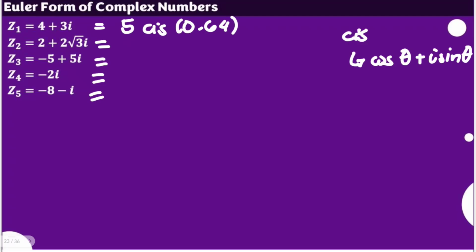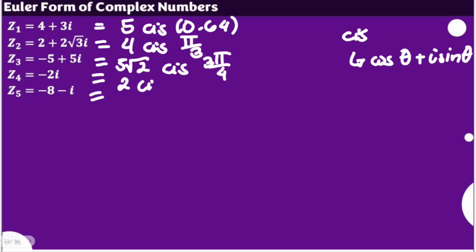until this Euler form rather, we'll be using radian measurement. For the second, you have your 4 CIS, and we have the exact special angle of pi over 3. Next, you have actually 5 square root of 2 for our z sub 3. You have your CIS, and you have your 3 pi over 4. For our z sub 4, in our fourth video, we have two ways of writing that. So we actually have 2 CIS 3 pi over 2. And other references would accept CIS negative pi over 2.